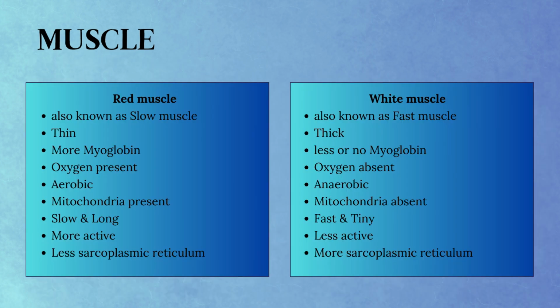Classification of muscles. There are 2 types of muscles, red and white muscle. Red muscle is also known as slow muscle. Thin, more myoglobin, oxygen present, aerobic, mitochondria present, slow and long, more active, less sarcoplasmic reticulum. White muscle is also known as fast muscle. Thick, less or no myoglobin, oxygen absent, anaerobic, mitochondria absent, fast and tiny, less active, more sarcoplasmic reticulum.